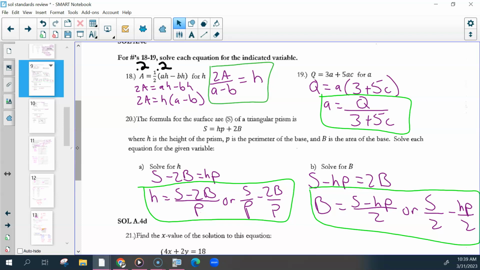Questions on any of those before we move on? Anyone still writing 18 or 19?